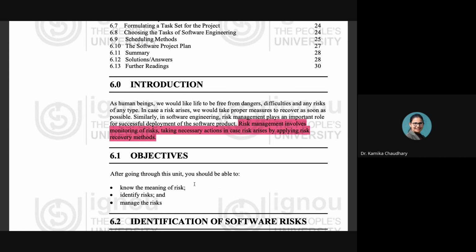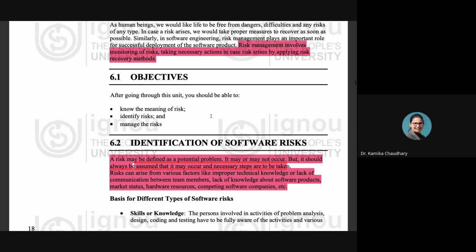Before any difficult situation happens, it is always advisable to identify all the risks in your software and to manage them before anything bad happens, right? So let us see the definition of risk. A risk may be defined as a potential problem, meaning a problem that could occur. There is a probability of it happening. There is a situation in which this kind of problem may arise. That is called a risk. Again, it is defined as any potential problem.